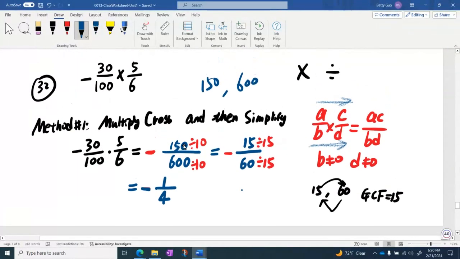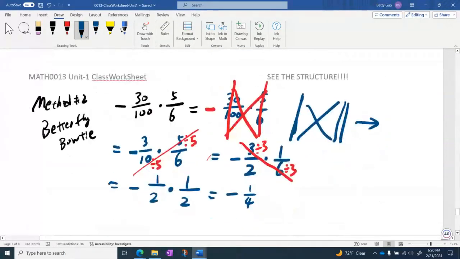Sometimes this method works very well. Some other times the bow tie method works better. It depends on your preference. Okay. Any questions? I recorded the lesson, so if you want to watch this part again, you can always go to the Blackboard and find the video. So that's the multiplication of two fractions.